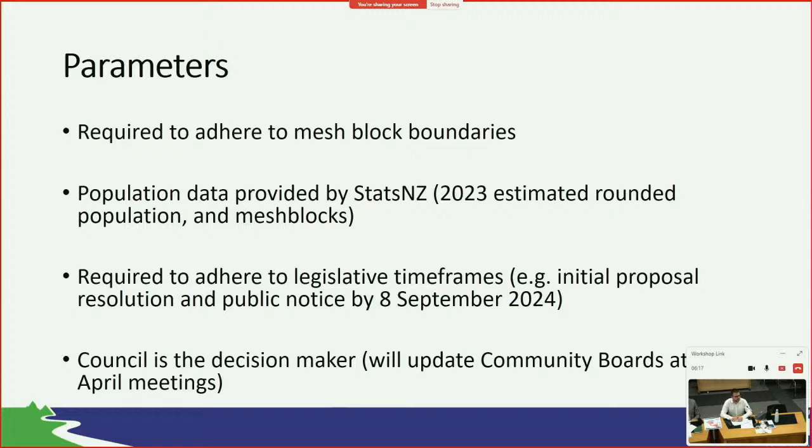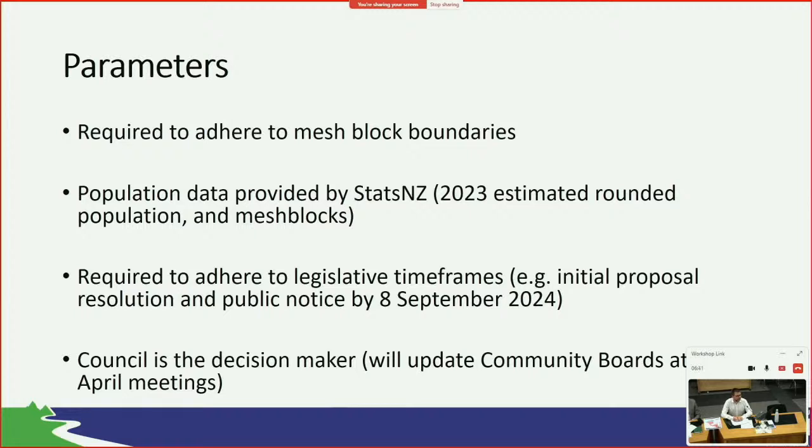And finally, noting that we are, as a council, required to adhere to various legislative timeframes in order to get everything done before next year's local elections. For example, the initial proposal and public notice need to be made by the 8th of September this year. We are, timeframe-wise, in a good space. We do have time up our sleeve.